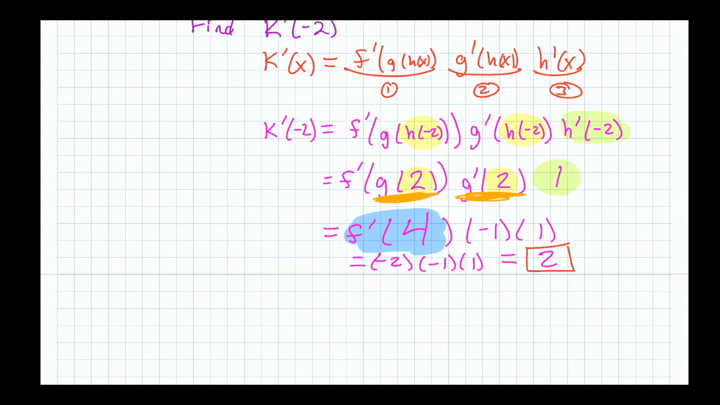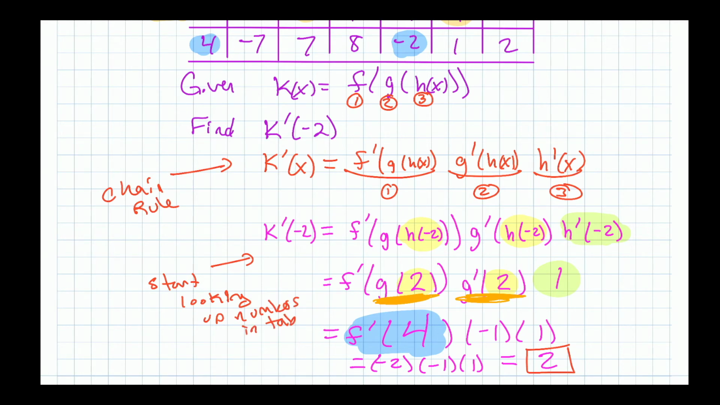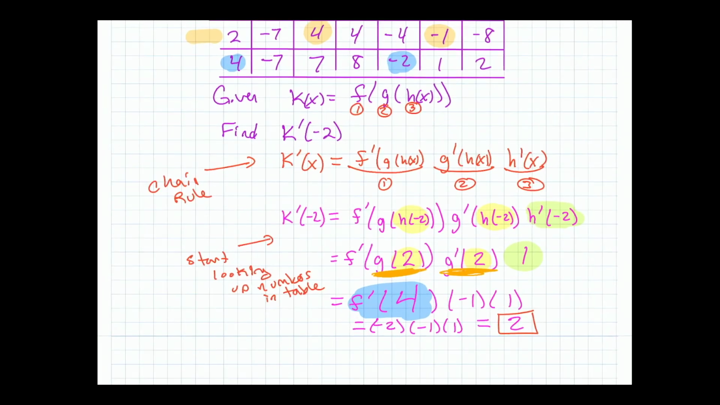Right? So you write out what the chain rule says, right? Chain rule says this. And then you just start looking them up here after you plug in. Start looking up numbers in the table. From the inside out is how you do that. Okay, so that is 2.